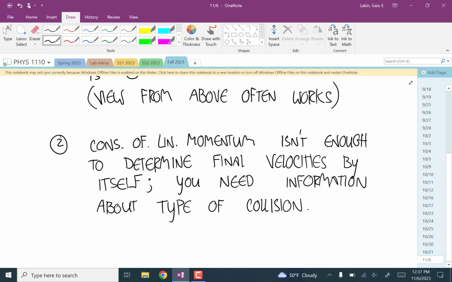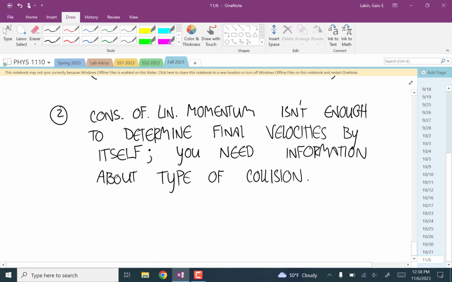Well, intuitively, it makes sense that you need to know more than that. Like, what if these two masses are pieces of clay? Then they're going to run into each other and stick together and sort of fall down to the ground. But what if they're pool balls? Then they're going to bounce apart and the velocities are going to be totally different. So conservation of linear momentum is something that can help you find velocities after a collision, but you need more information than that.